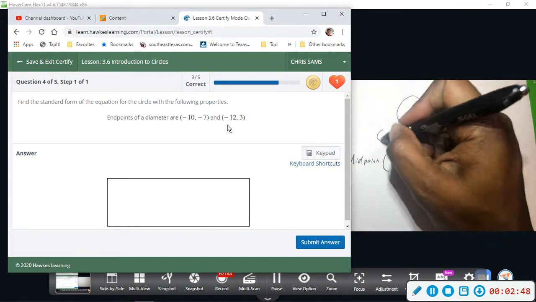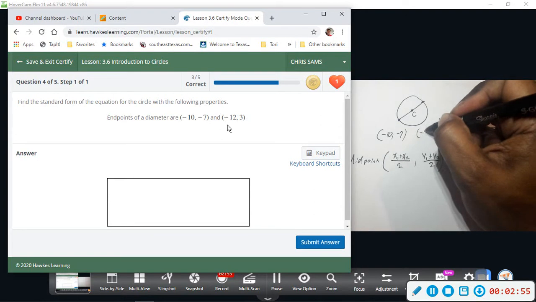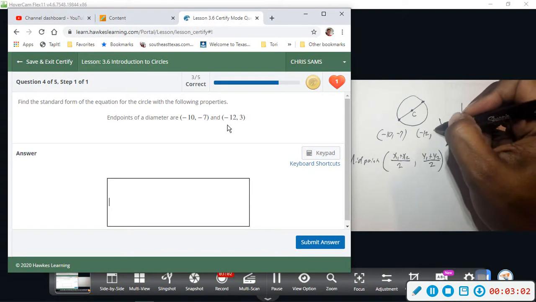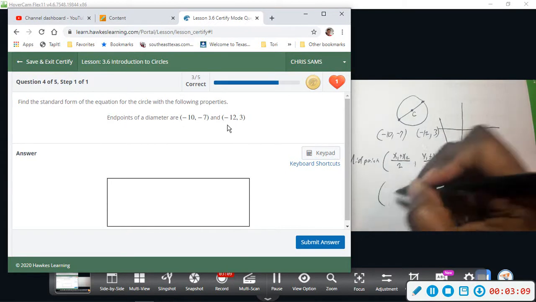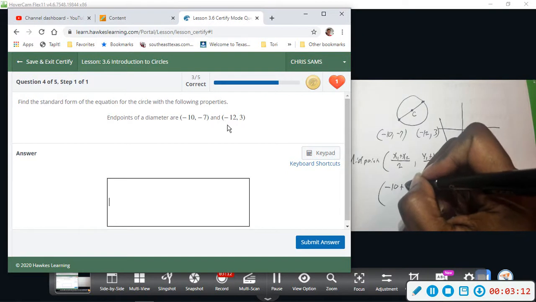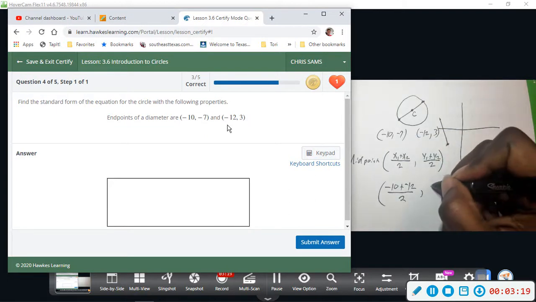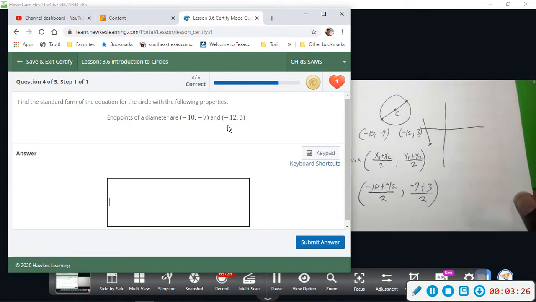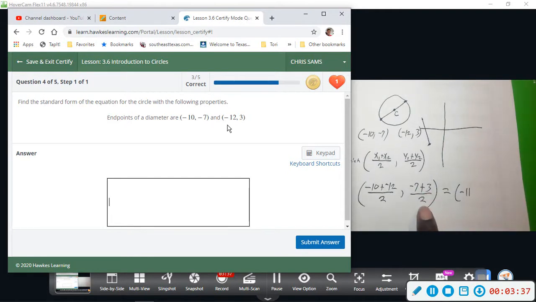So the two ordered pairs that we were given were negative 10 and negative 7, and then negative 12 and 3. All right, so my x values are negative 10 and negative 12. Plugging into the midpoint formula, negative 10 plus negative 12 divided by 2. And then my y values were negative 7 and positive 3, so negative 7 plus 3 divided by 2. This will give us negative 22 divided by 2, which gives us negative 11. And negative 4 divided by 2 gives us negative 2.